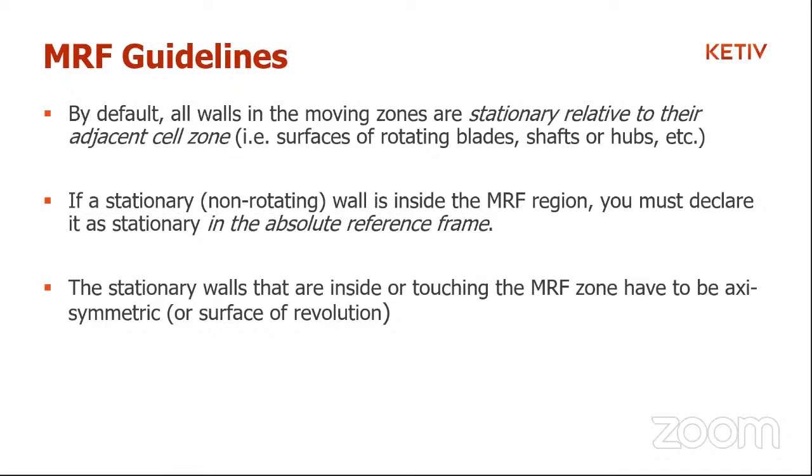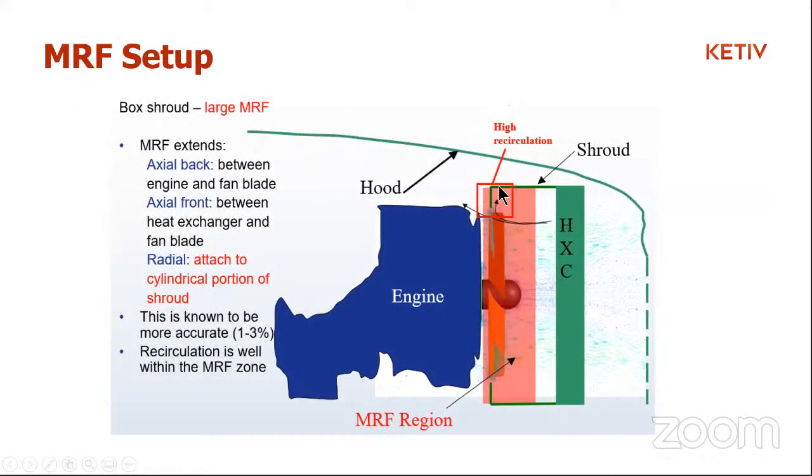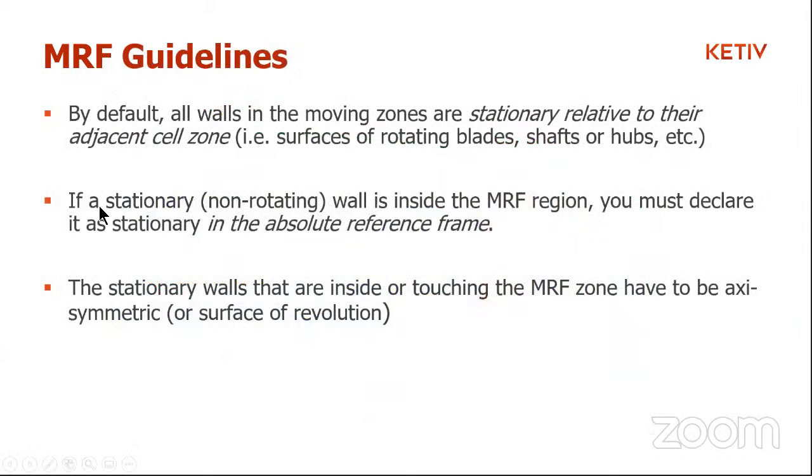If it is not rotating, for example, in the case of the shroud, which is not rotating, only the blades are rotating, right? If this shroud falls within the moving reference frame zone, then we need to make sure that the absolute velocity of that non-rotating wall is specified to be 0. So if it is a stationary wall, then you have to declare it stationary in the absolute reference frame. And when I do the demonstration, this part would be a little bit more clear.